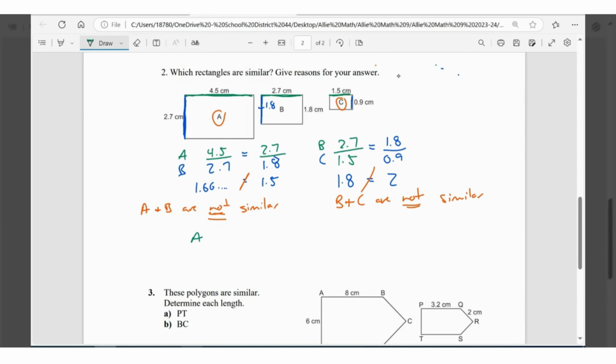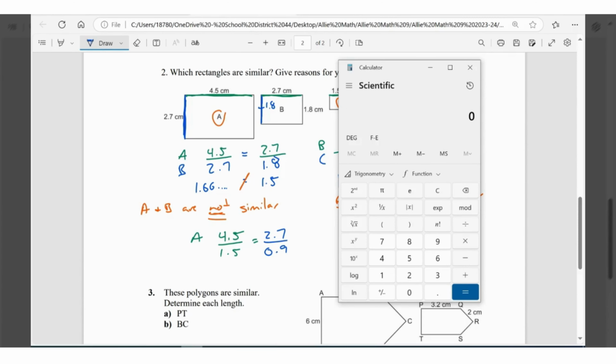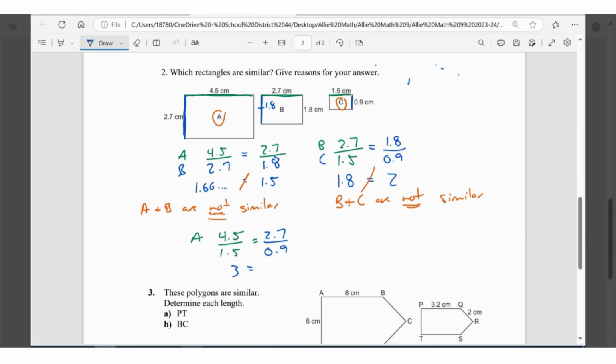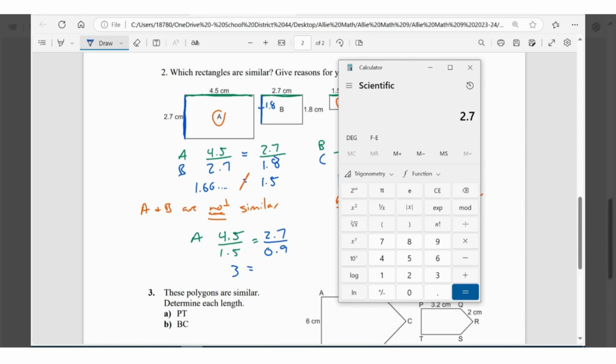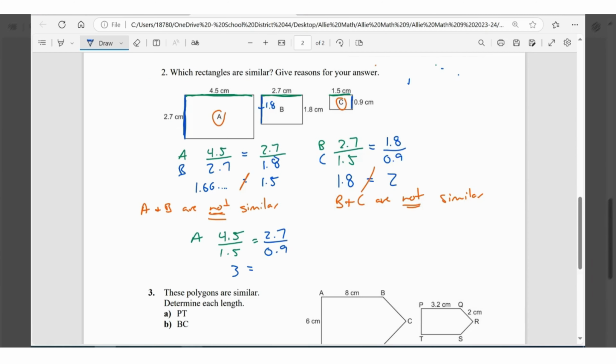Let's look at A. Let's compare our tops. 4.5 to 1.5 should be equal to our sides, 2.7 over 0.9. And let's see what we get. We have 4.5 divided by 1.5, 3 should be equal to 2.7 divided by 0.9, and it is 3. So A and C are similar. I'm putting an exclamation mark. I feel thrilled.